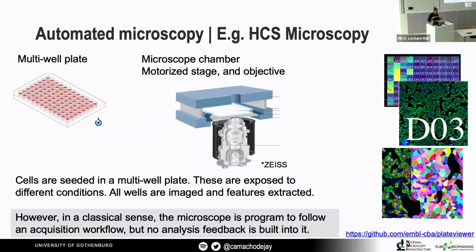We have been doing a lot of what I would call automated microscopy, right? So the idea in this case is that we are going to have a microscope to which we can interface with a computer, with software, and we have the capacity of controlling different parts of that microscope. And what I show here is basically an example coming from high content screening.